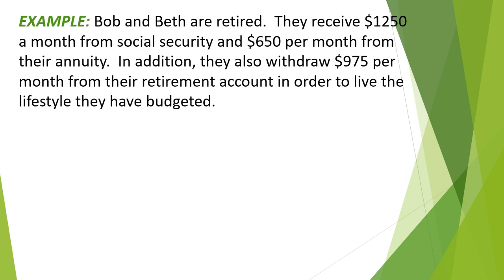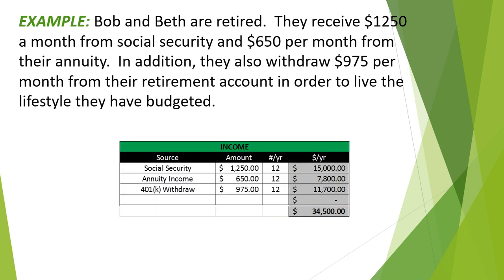Let's hit one more. Bob and Beth are retired. They receive $1,250 a month from Social Security and $650 from their annuity. In addition, they withdraw $975 per month from their retirement account in order to live the lifestyle they've budgeted. So we just simply line them up.